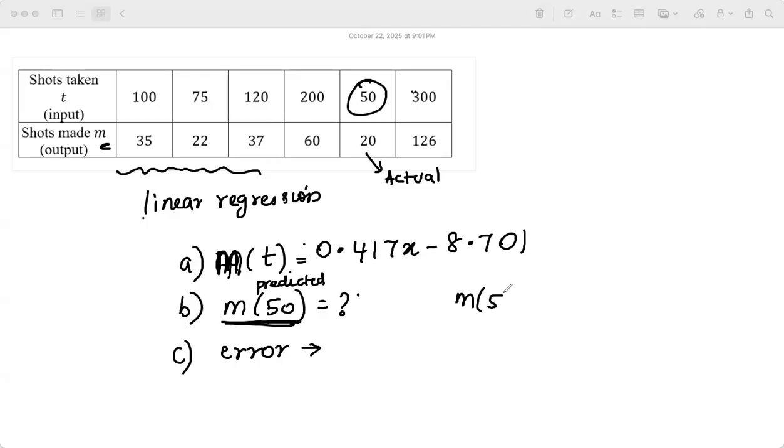So M of 50 actual is 20. I'm asking you for the predicted value. Once you get it, you can find out the error. Sushank, you have to be very, very careful with the sign of the error. Akash, did you get it, Akash?